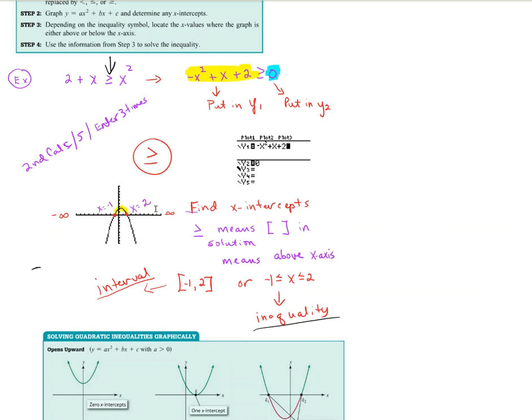So now we've got to decide our solution. Well, you look at this symbol, the greater than or equal to, that tells you you're going to have brackets in your answer. And because it's greater than 0, you're going to be above the x-axis. So the interval that is above is from -1 to 2. In interval notation, we would write it with brackets, from -1 to 2. If we're asked to put it in inequality notation, we have an x in the middle, -1 on the left, 2 on the right, less than or equal to. So x falls between these two.